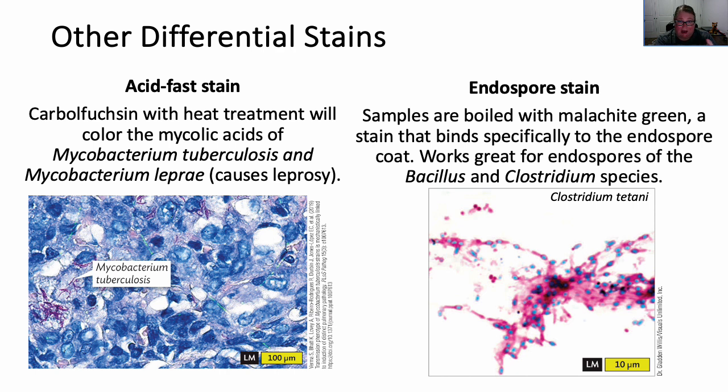The first is the acid-fast stain. So we've talked about gram-positives and gram-negatives that have a difference in their cell walls and their peptidoglycan layer. So one has a thick peptidoglycan layer, the gram-positives, and one has a thin peptidoglycan layer, the gram-negatives. Okay, we have some bacteria that have cell walls that have what are called mycolic acids in them. So these type of bacteria won't gram stain very well, but they will do what's called an acid-fast stain.